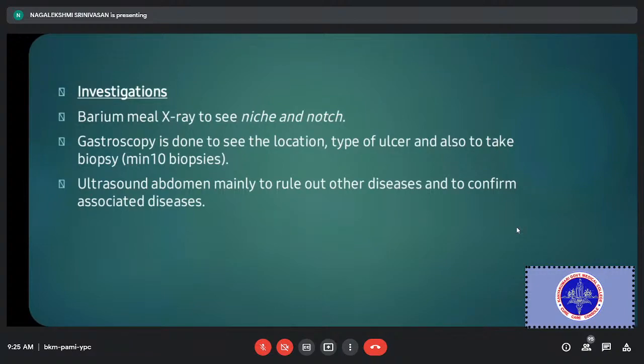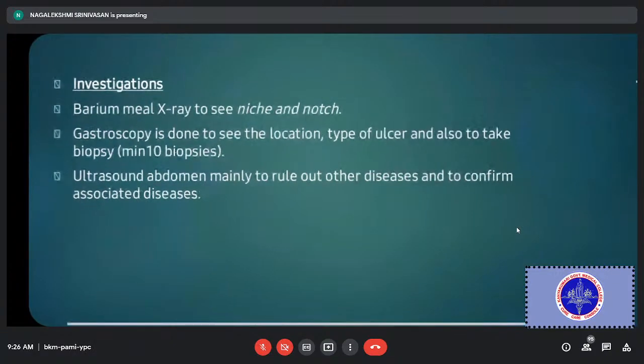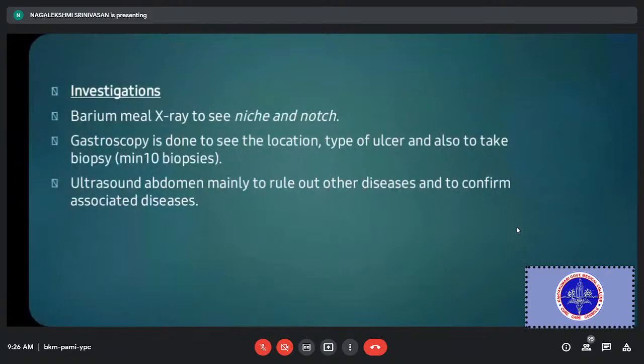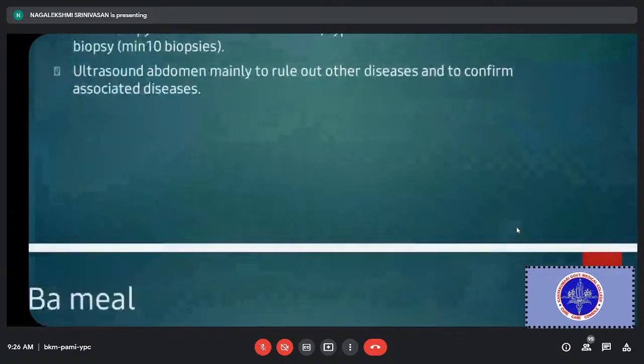Usually whenever there is a large ulcer, the center will go for necrosis because of decreased vascularity, ischemia. The center portion of the ulcer can go for necrosis. So you have to take multiple biopsies to confirm your diagnosis. Ultrasonogram of the abdomen is done mainly to rule out other diseases and to confirm the associated diseases.